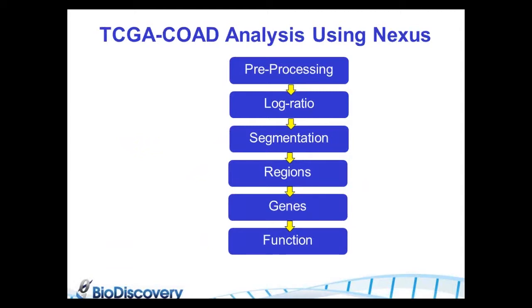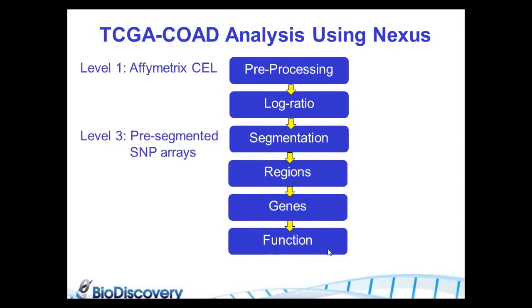So for the TCGA COAD project, I analyze this data using Nexus. Here I'm showing you a simple workflow of the processing. First we take the raw data and pre-process it within Nexus to get the log ratio value for the probes, and then segment that data using the algorithms within the software. From that, we identify regions with copy number change, genes within those regions, and then ultimately the functional relevance of those changes. Today, I'll be presenting to you the level 1 data.